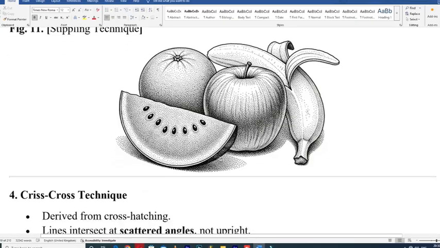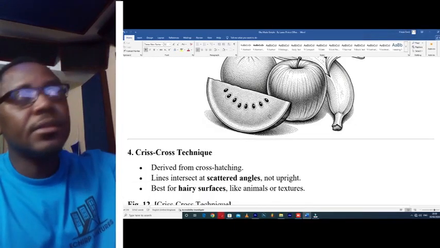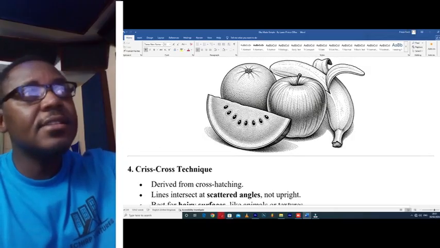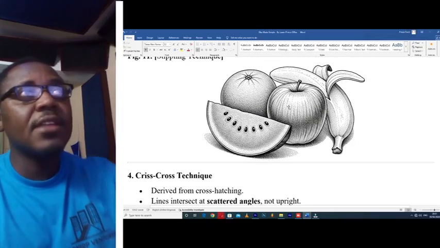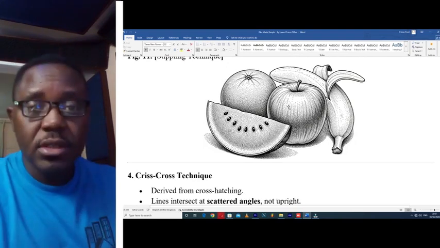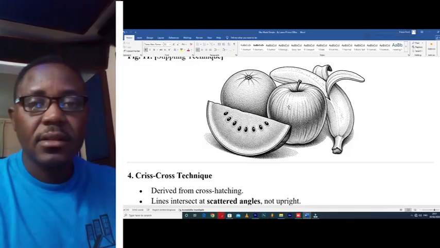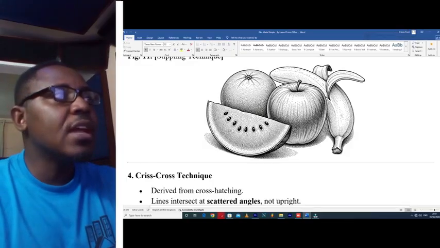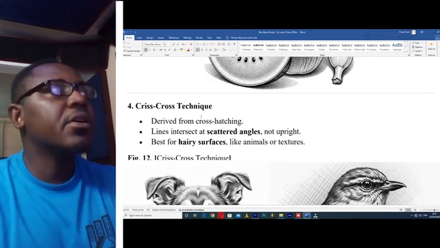All right, so this is stippling. Very nice and neat. You might think it's a computer work. It's never a computer work. Somebody did it, a human being like you. So you can do it. It's about learning and practicing. Do you get it? All right, so let's go to the next technique, which is crisscross.